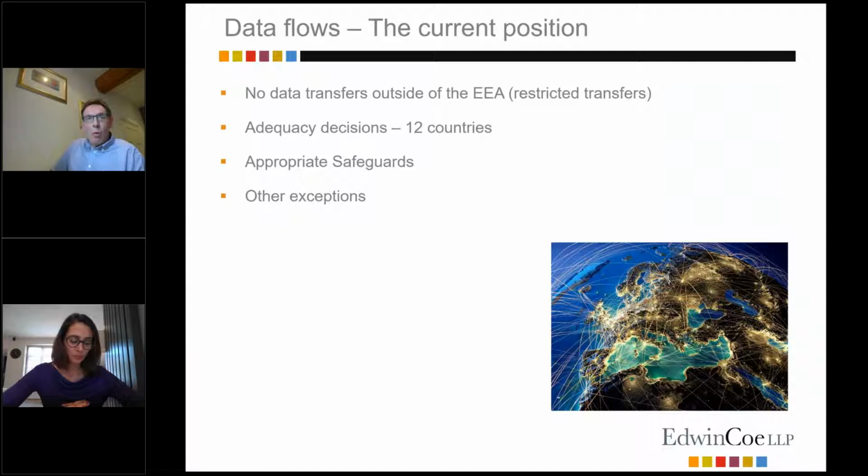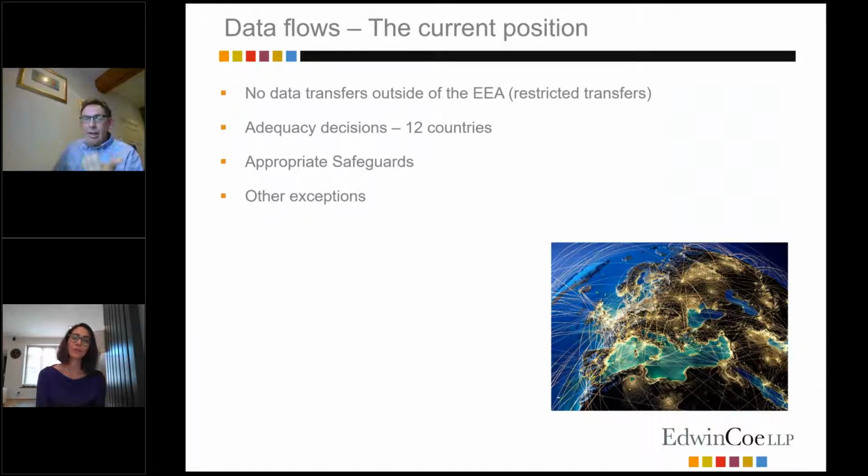So the basic position has always been that any transfer of personal data outside of the EEA is a restricted transfer. So if you're looking to move data perhaps to the US, or you're looking to move it to Australia or any other country outside the EEA, that's a restricted transfer. And if you want to make a restricted transfer, you've essentially got three ways to justify it.